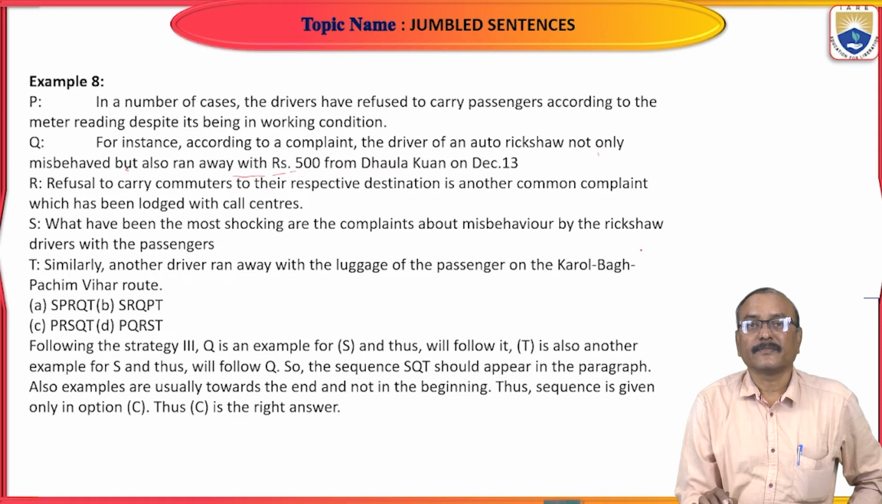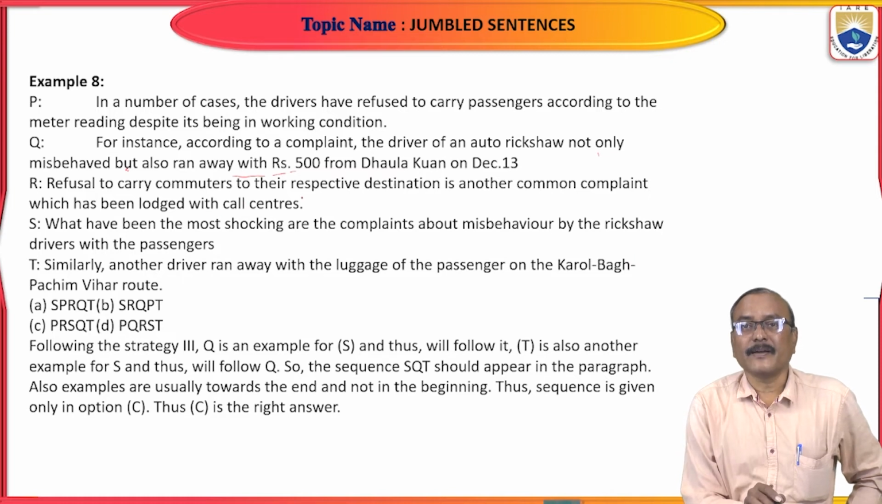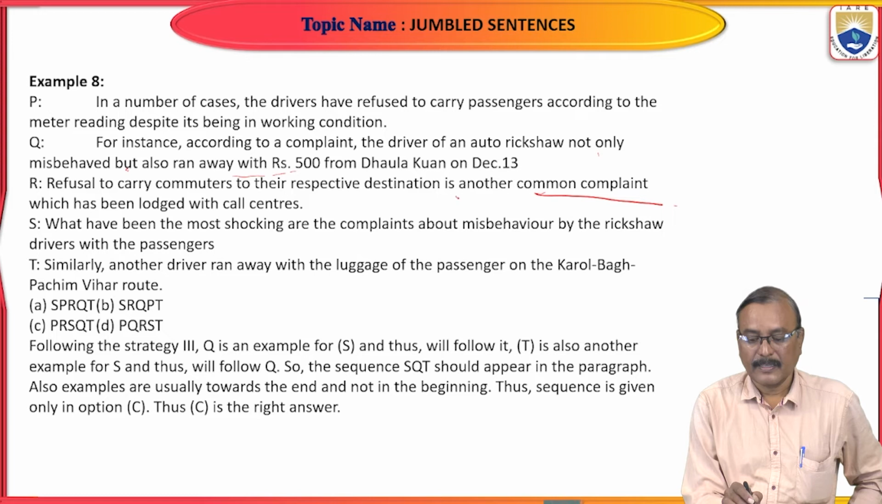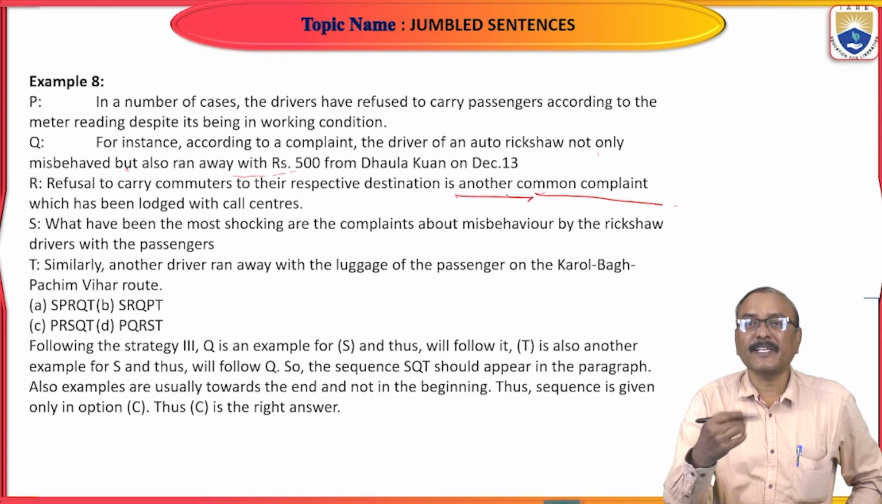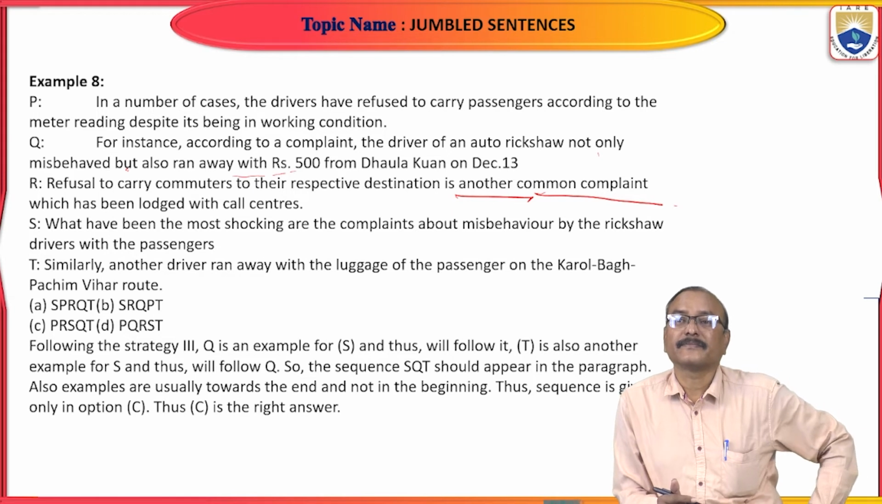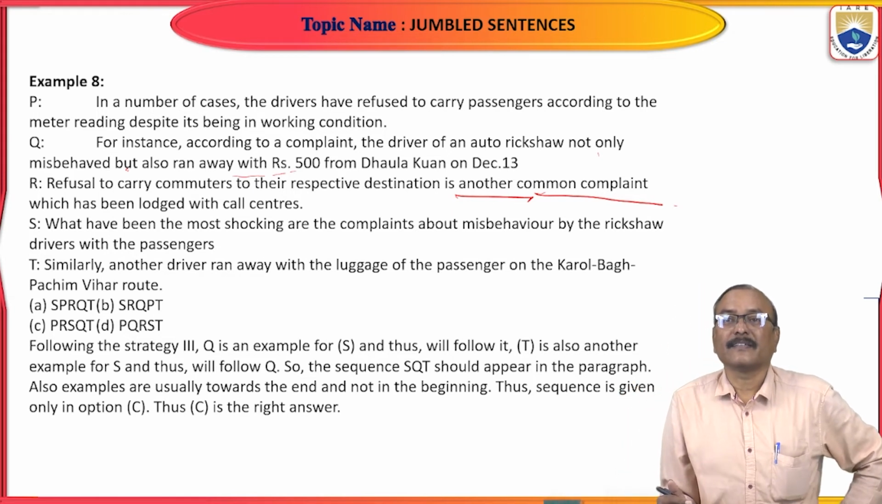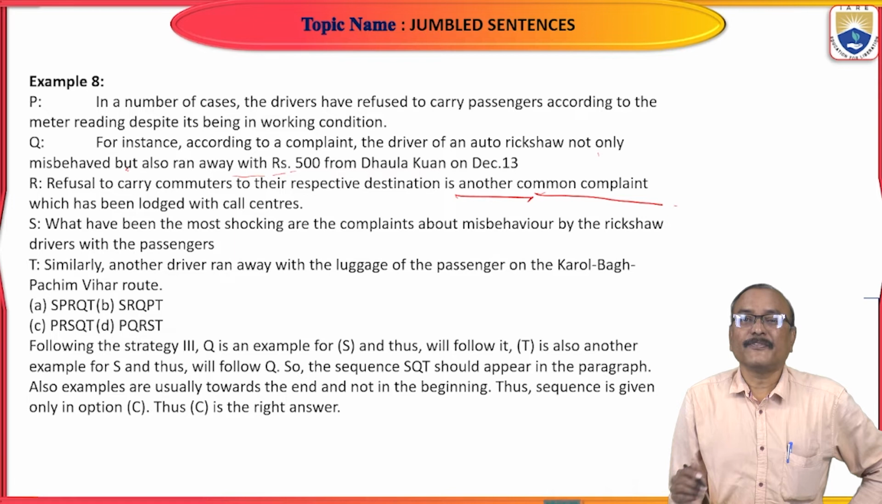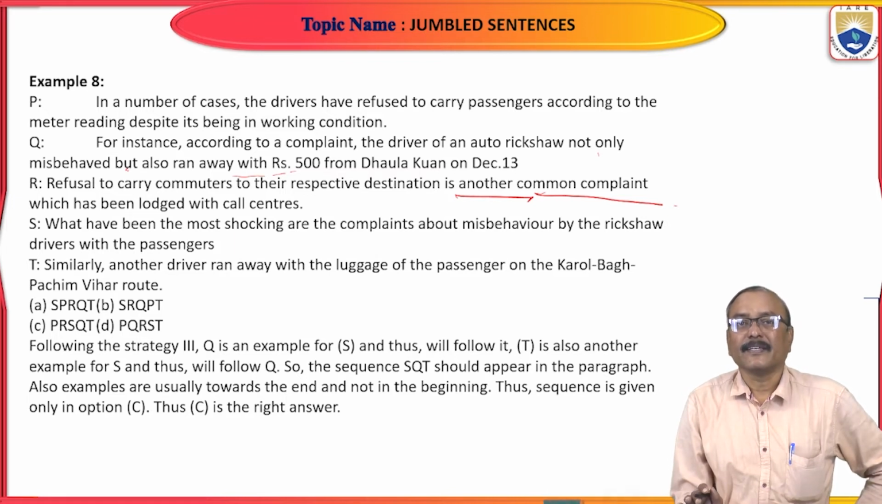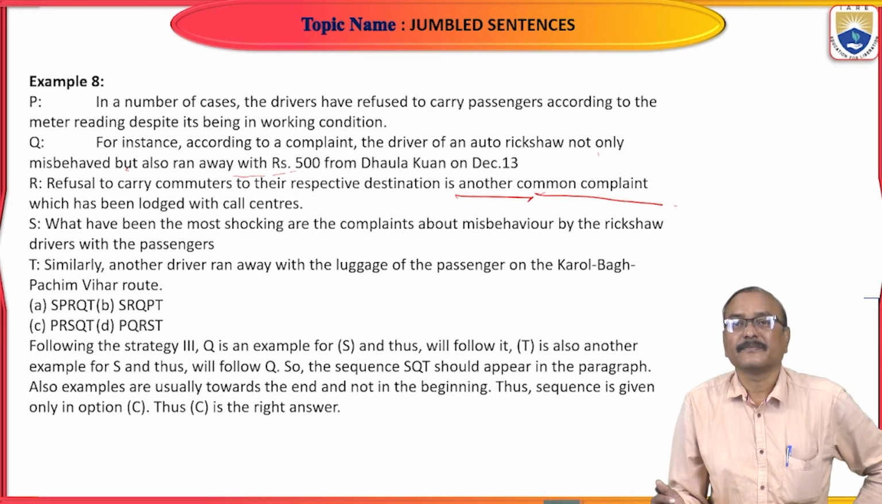Next, refusal to carry commuters to their respective destination is another common complaint. Another common complaint means before this, there should be one complaint. So, R is not the first one, definitely. Q is not the first one. For instance, means for example.